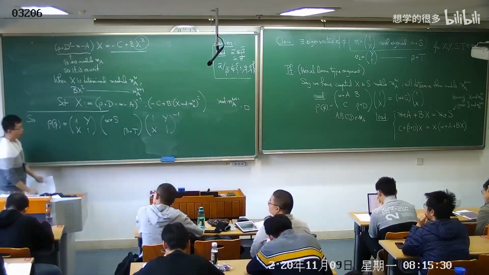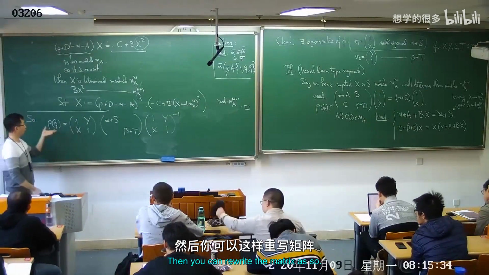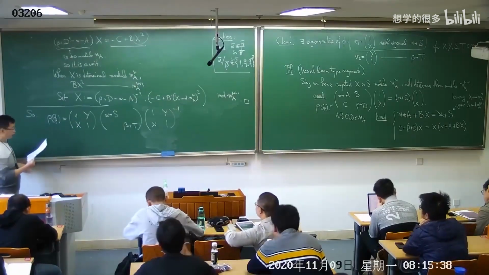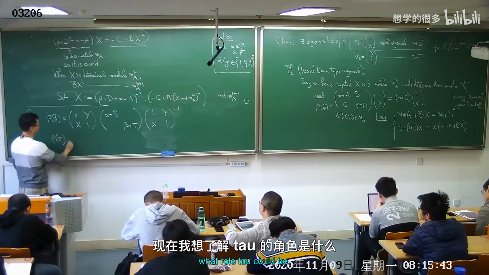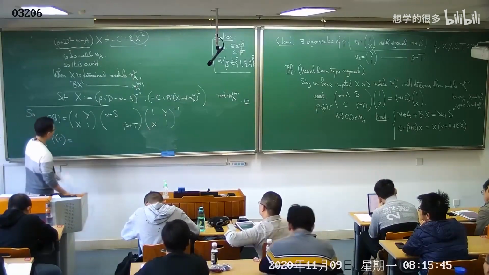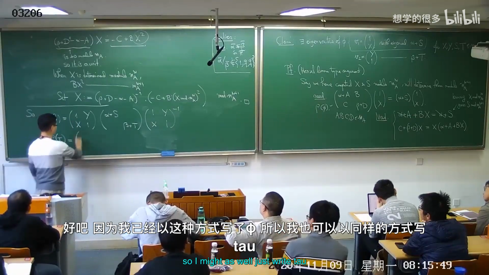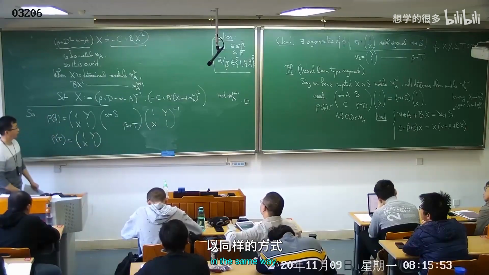Right? When you know the eigenvalues and eigenvectors, and the eigenvectors form a basis, then you can rewrite the matrix as so. Now, I want to understand what rho of tau could be. Well, because I've already written phi in this way, I might as well write tau in the same way.